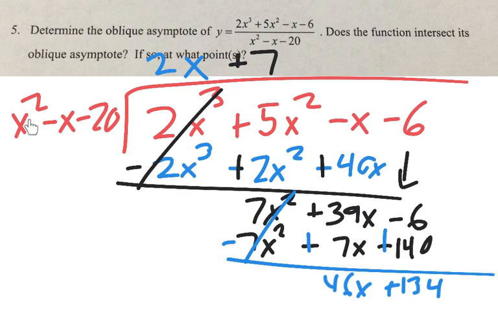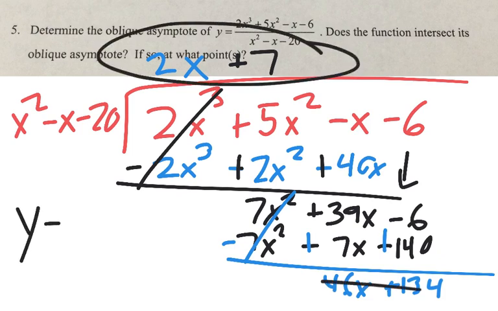Now I have an x squared. I want it to become an x to the first. When I decrease in power, I know I'm finished. So this is the remainder. In this case, where I'm looking for oblique asymptotes, we don't use the remainder. This is just garbage. And so this is where the oblique asymptote occurs, at y equals 2x plus 7.